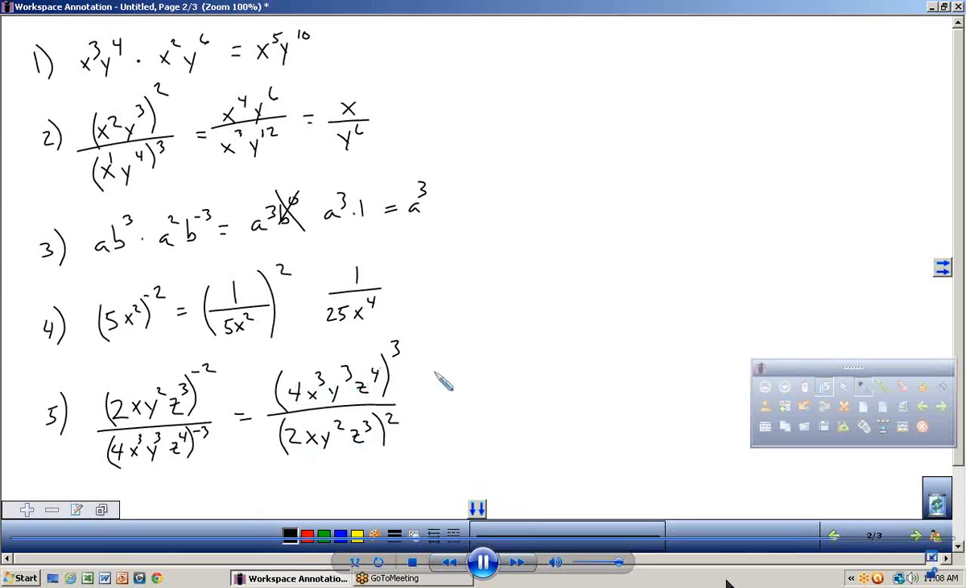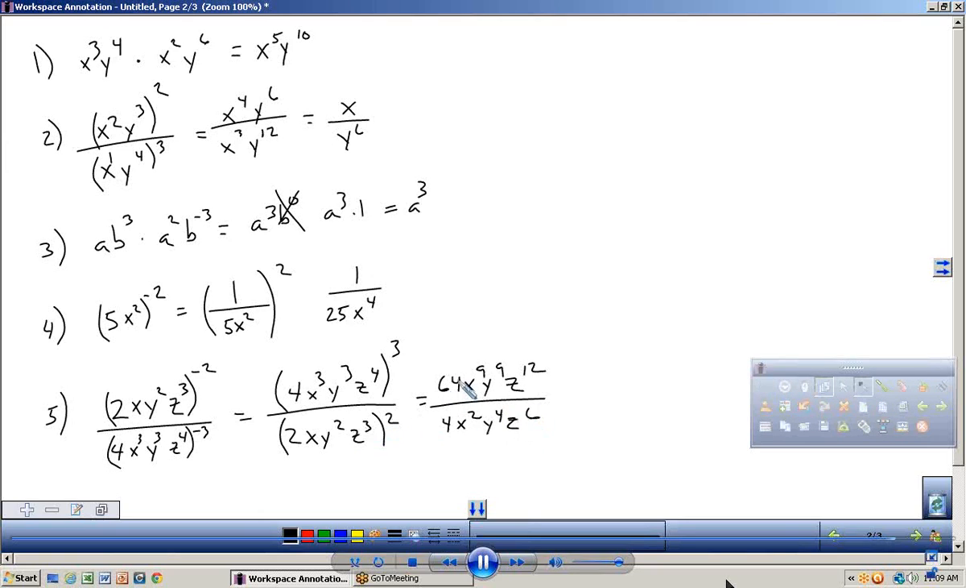So 4 times 4 times 4, I'm letting you know it's 64. And then x cubed to the third is x to the ninth. If we multiply the powers, y cubed to the third is also y to the ninth. And then z to the fourth to the third power is z to the 12th. And we do that on the bottom. 2 squared is 4. x squared. y squared times 2, so it's y to the fourth. And z cubed times 2 is z to the 6th.